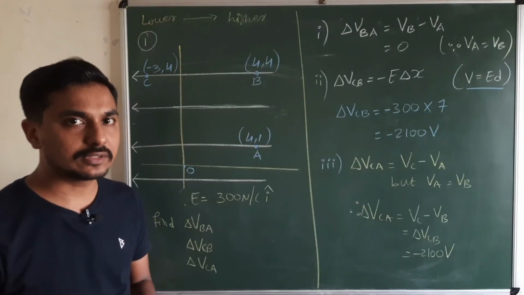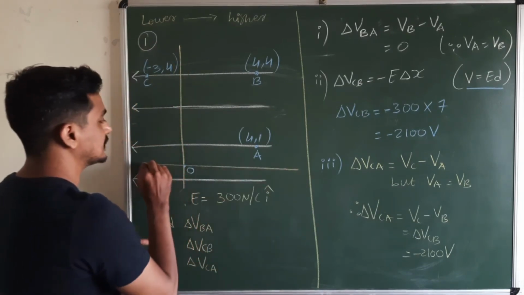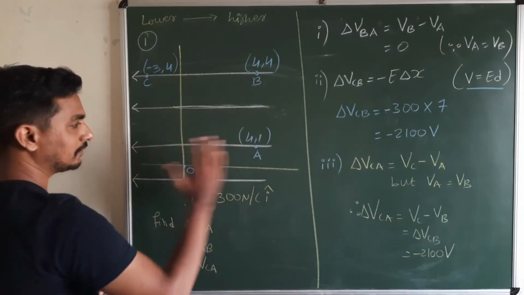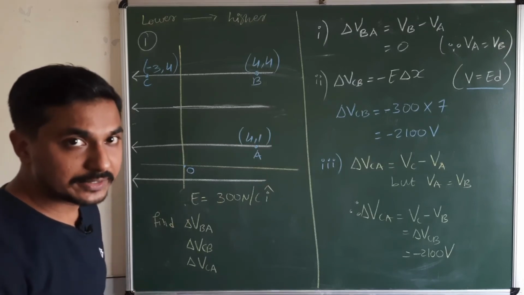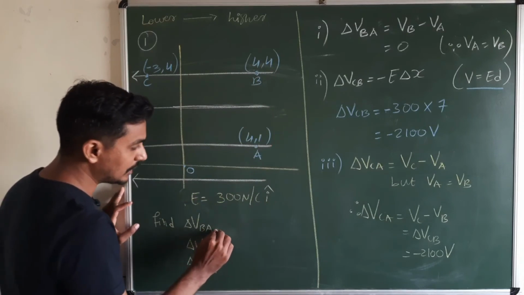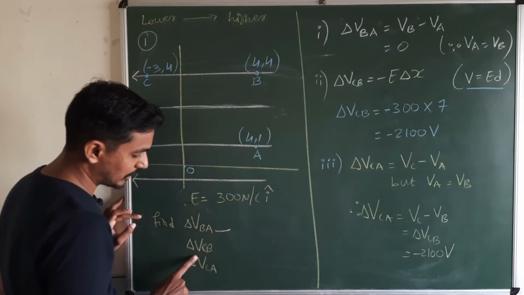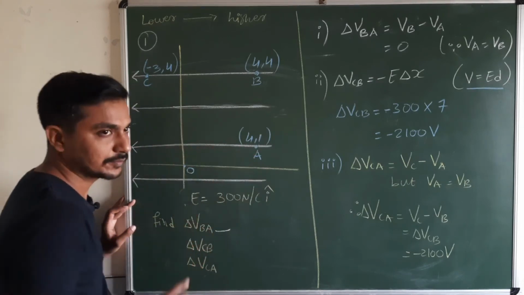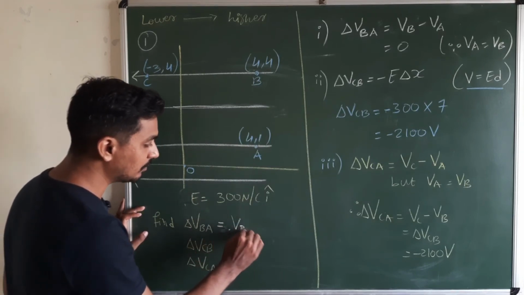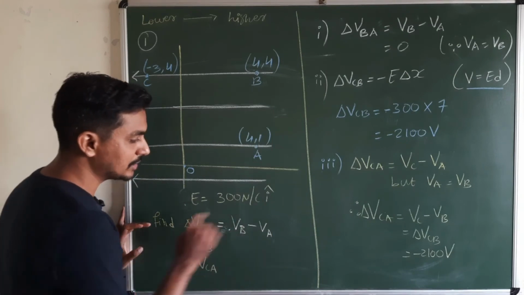Now according to the given question, here this is our y-axis and this is our x-axis, and the electric field is directed towards the negative x-axis. We need to find the potential difference between points A and B, that is VBA, the potential difference between C and B, and the potential difference between C and A. So we know that VBA is equal to VB minus VA, that is potential at B minus potential at A.